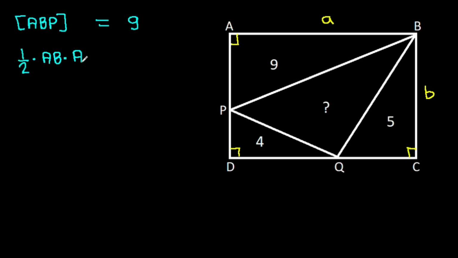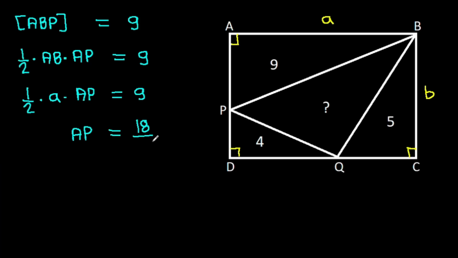times height AP. It is 9, and it is 1/2 times AB, which is A, times AP. It is 9. So AP will be 18 over A.